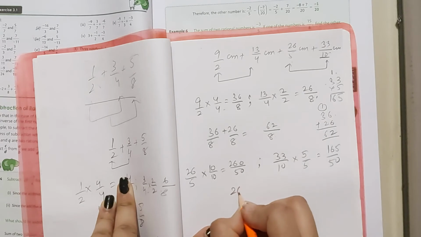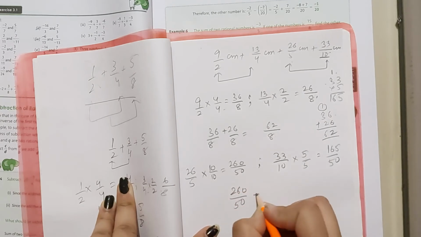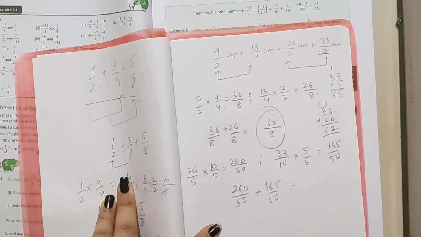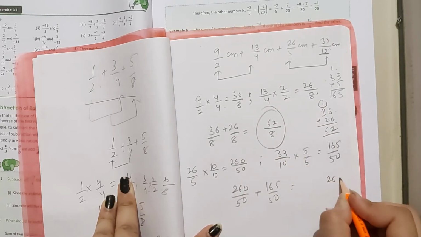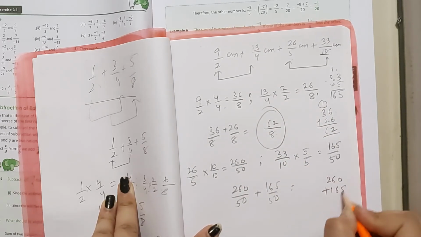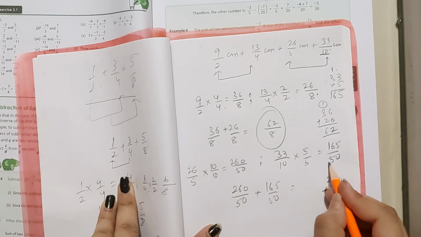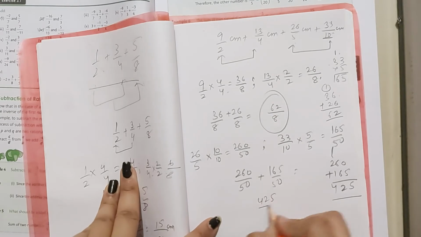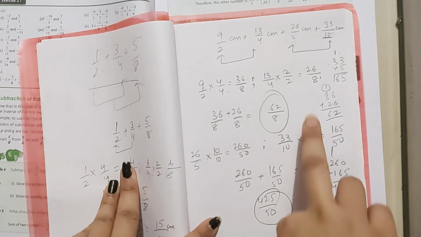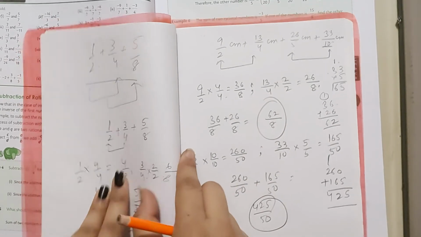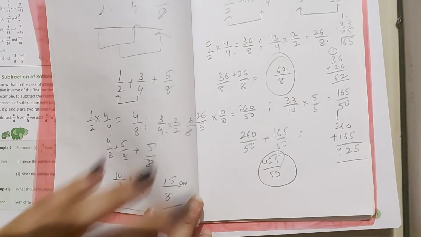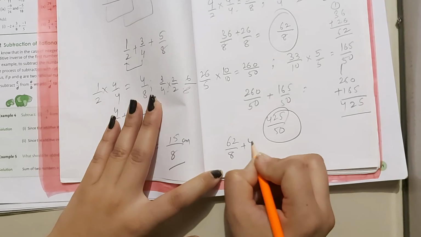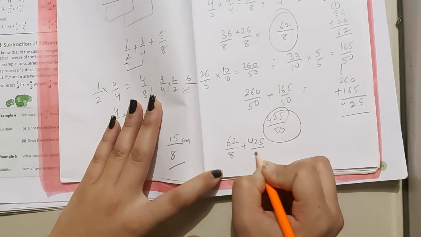So simply add them, 260 over 50 plus 165 over 50, that is 260 plus 165, that is 425. So 425 over 50. The two terms are here, now we have to sum them up. So how to sum them up? 62 over 8 plus 425 over 50.